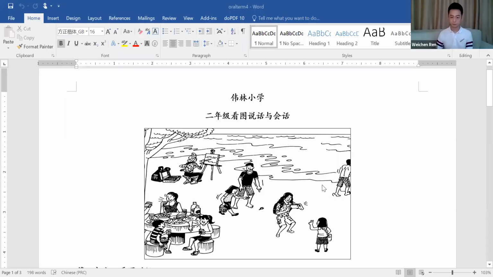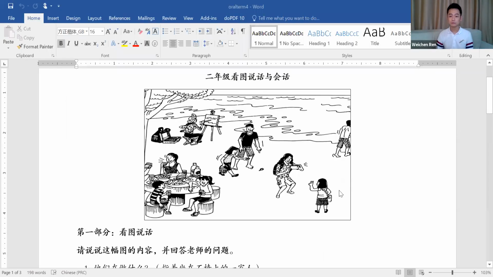The second component of our Chinese learning for Primary 2 is speaking, which is even more challenging. The paper is here. Where is it? Let me check. Okay, found it. This is one of the examples. You will be given a picture and you must be able to describe the picture. The whole picture description session is divided into two parts.